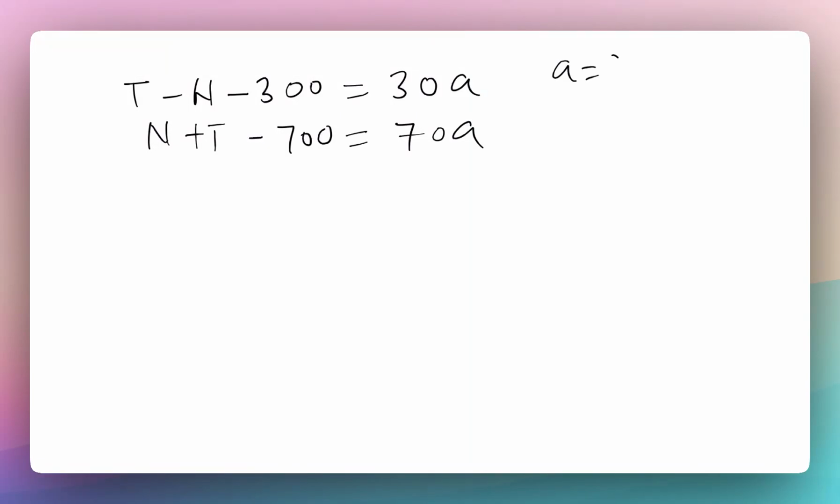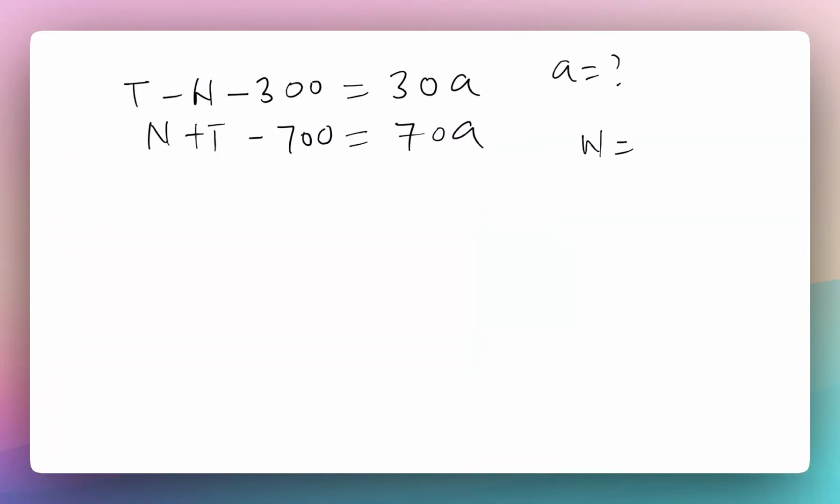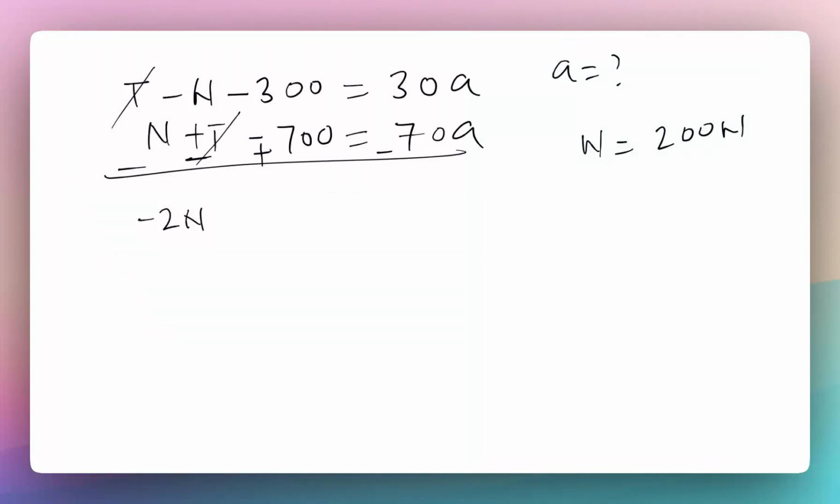Now we have to find A, and N is given now to be 200 Newtons. That's fine. So N is 200 Newton. This time, again, we don't want the tension, so we have to again subtract. Let's directly subtract and see what happens this time. We directly subtract, so it will become plus T minus T. This T will go, and this minus 2N is going to be equal to minus 400, which is equal to minus 40A.